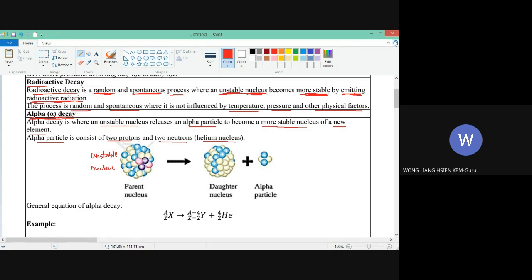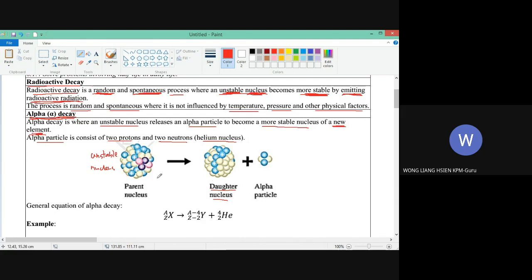When the alpha particle is emitted, the mass of the unstable nucleus decreases and it becomes more stable. It does not necessarily become stable straight away; it becomes more stable because the mass is decreased. The product we call the daughter nucleus, and this daughter nucleus is a different element. It's a new element.